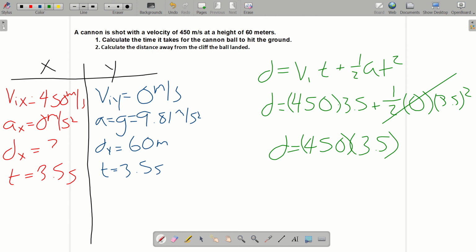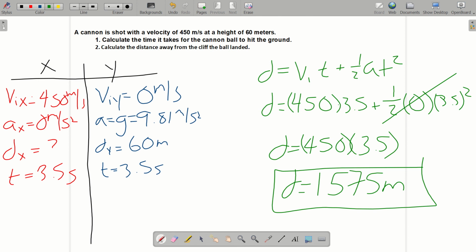Now we do some math in our calculator. 450 times 3.5, and our distance is 1,575 meters. And you're done. So the trick here is to be careful of your x and y variables, separate them and make yourself really organized, and then just follow the steps that we've been doing for free fall and kinematics.